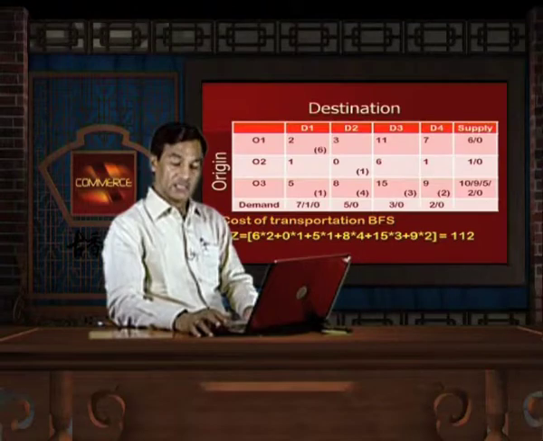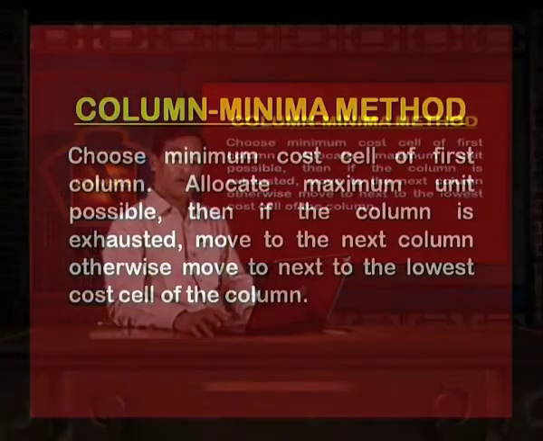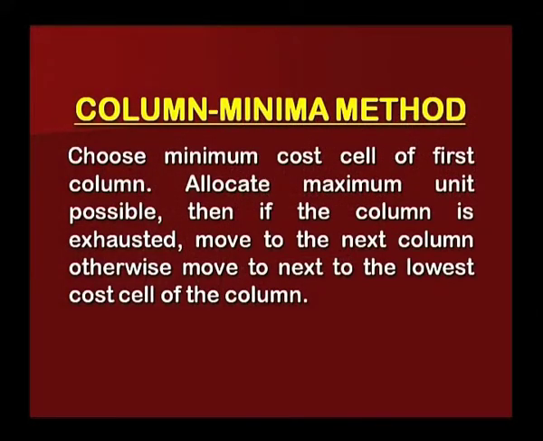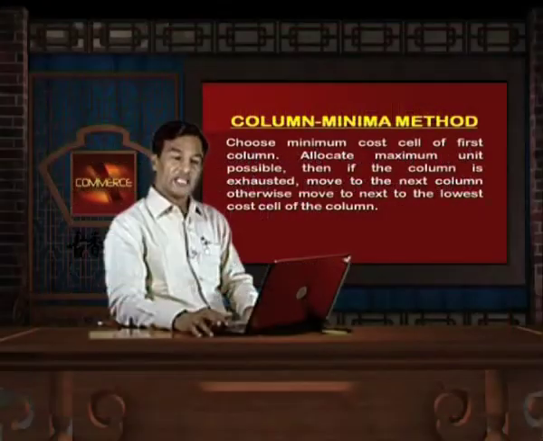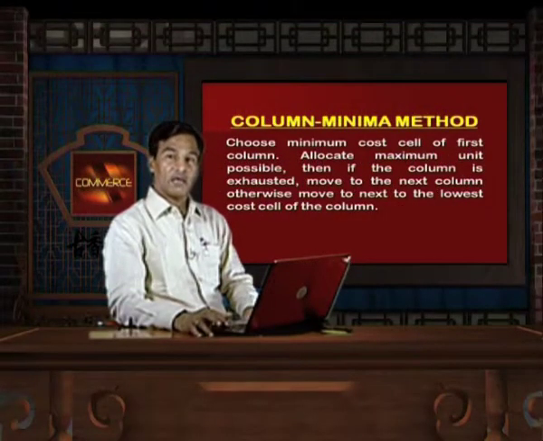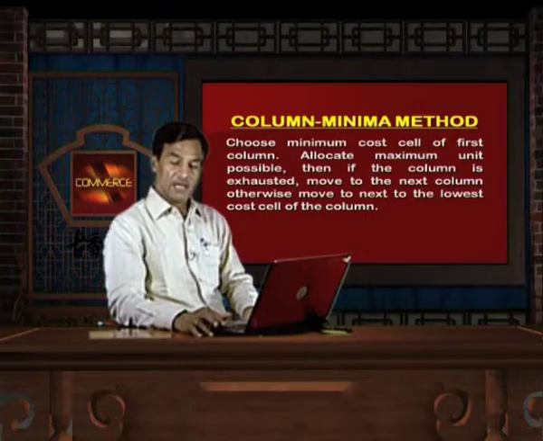Now, we will discuss the third method, that is the column minima method. Choose the minimum cost cell of the first column and allocate the maximum units possible. Then if the column is exhausted, move to the next column; otherwise move to the next lowest cost cell of the column. Here I will explain the column minima method by taking the following example.